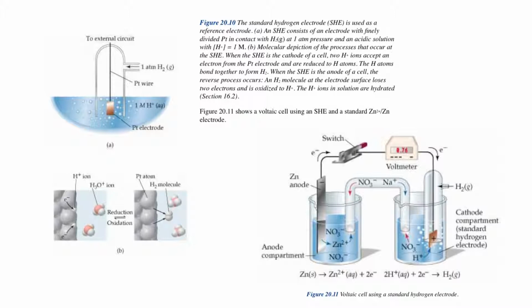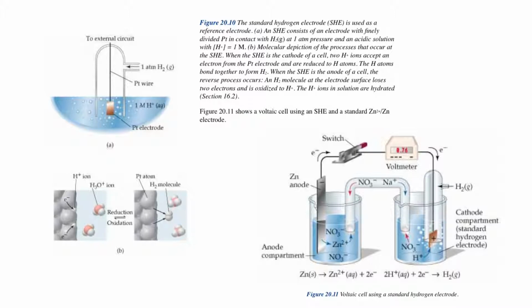When the standard hydrogen electrode is the cathode of a cell, 2 hydrogen ions accept an electron from the platinum electrode and are reduced to hydrogen atoms. The hydrogen atoms bond together to form hydrogen gas. When the standard hydrogen electrode is the anode of a cell, the reverse process occurs. The hydrogen gas molecule at the surface loses 2 electrons and is oxidized to hydrogen ion. The hydrogen ions in solution are hydrated.